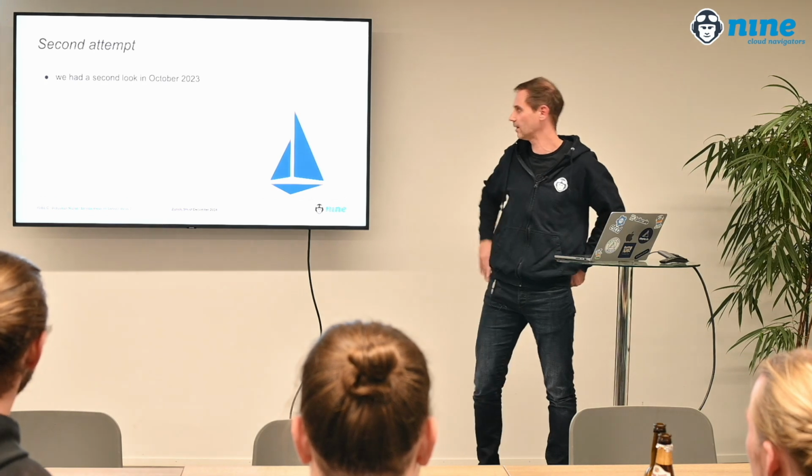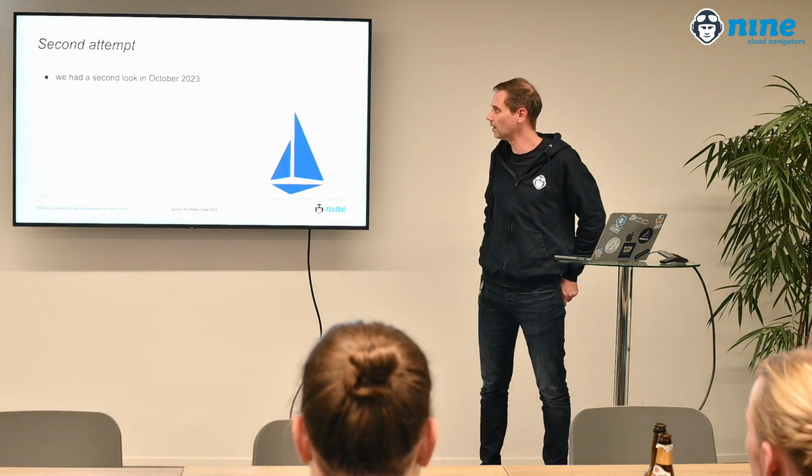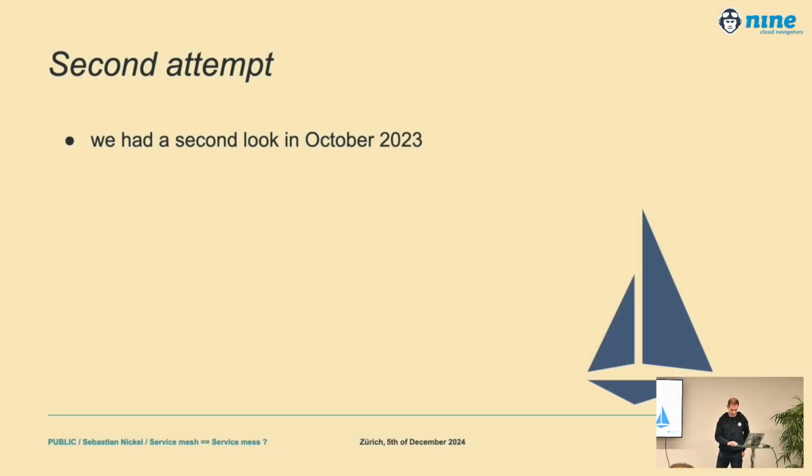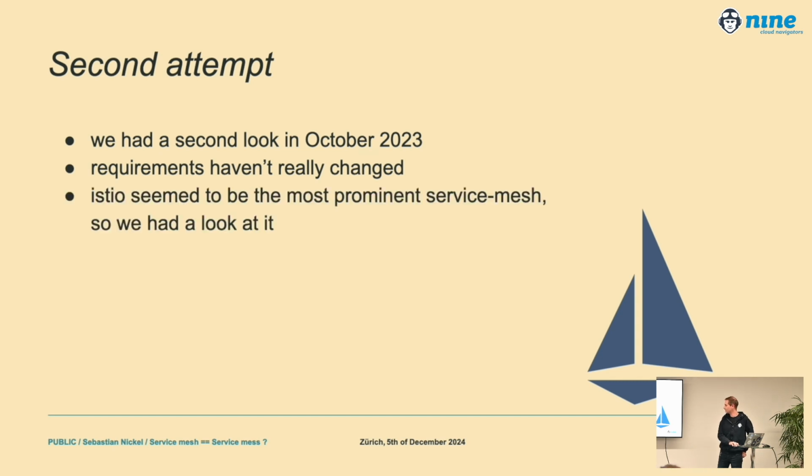And that was quite some days later, October 2023. And then requirements haven't really changed. And actually, Pavel, sitting over there, took that over. Me being freed. Maybe I was also Kuma biased, I don't know. So it was cool that Pavel took that over. And back then, Istio seemed to be that prominent service mesh. It won the war against Linkerd or whatsoever. So we had a look at it.